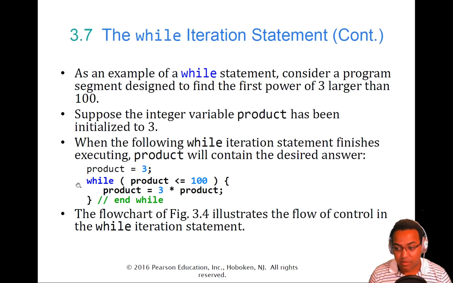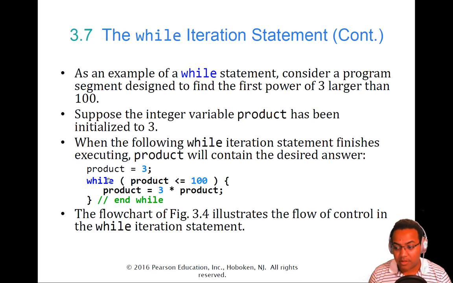Run the loop again. While product is less than or equal to 100, do what's inside. Well, product's 81, still less than 100. So what's 3 times 81? I think it's 243. So product equals 243. Is that right? I think so. So product equals 243. Run the while loop again.